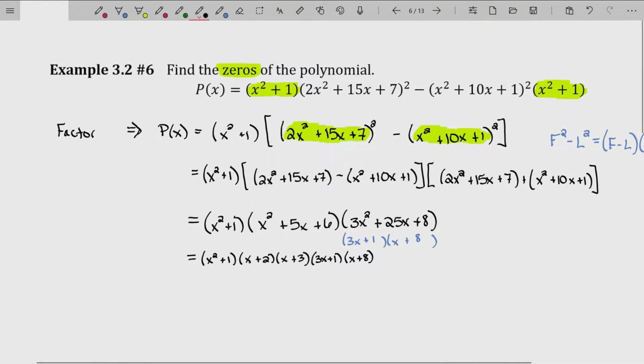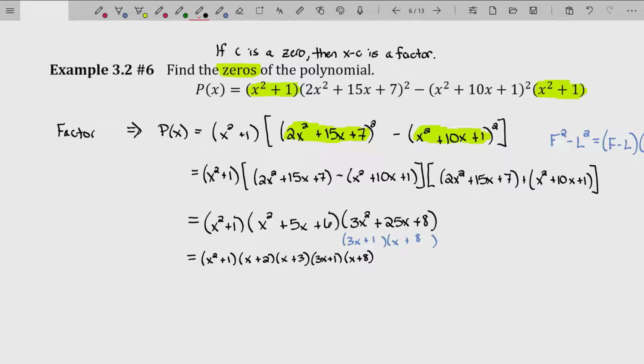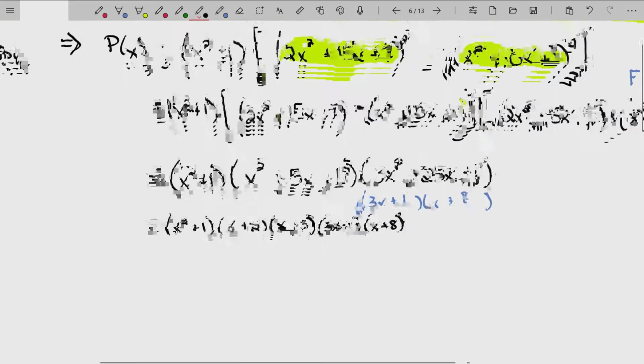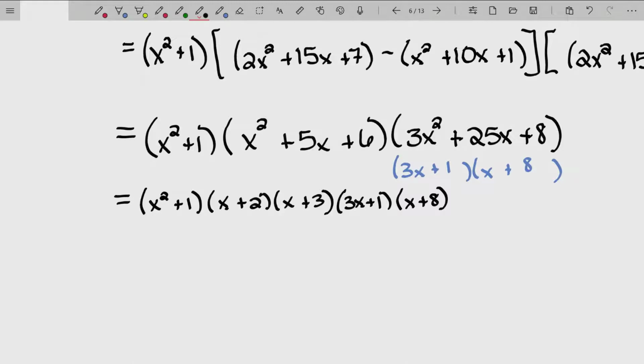Well, we now have this completely factored down, but what does that mean? Well, remember, that last theorem told us the zeros of a polynomial are actually part of the factors of the polynomial. If c is a 0, then x minus c must be a factor. And so I have all these factors, so I have a bunch of zeros here. So let's go ahead and find out. Let's see, this can be written as, in blue, I'll write it down below. This can be written as x minus a negative 2. So now I know negative 2 is 0.